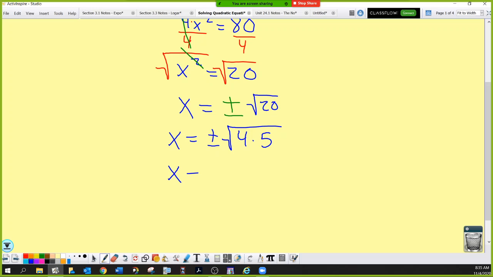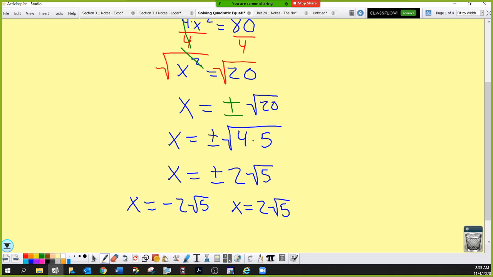It comes outside. Plus or minus is still here. Square root of 4 comes out. It is 2. Root 5 is stuck. Your 2 answers are x equals negative 2 root 5 and x equals positive 2 root 5. It is 2 different numbers. And there it is.